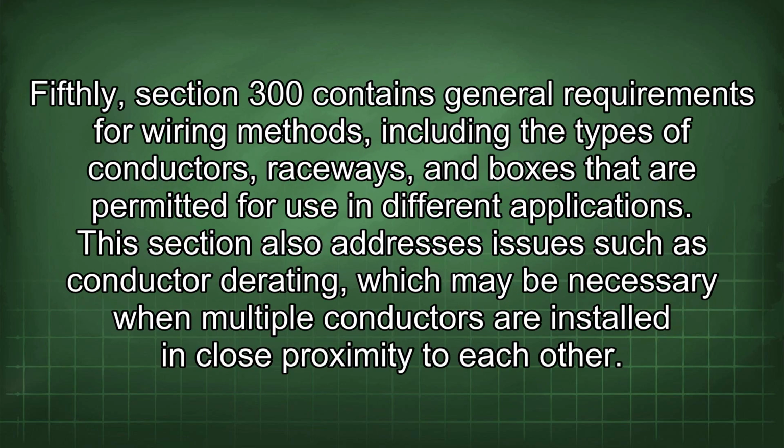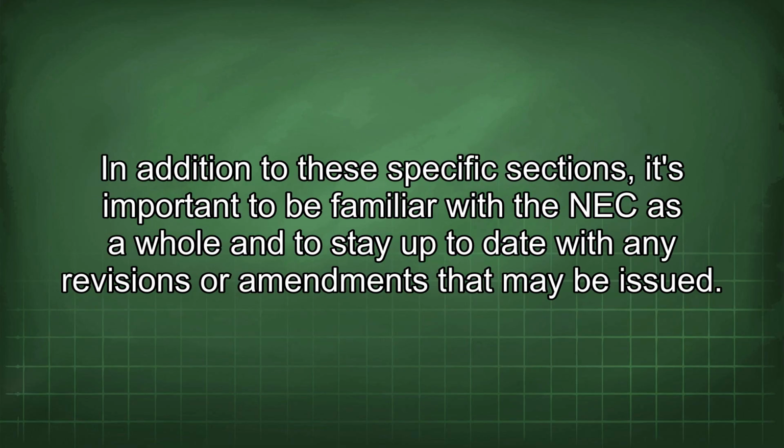Fifthly, Section 300 contains general requirements for wiring methods, including the types of conductors, raceways, and boxes that are permitted for use in different applications. This section also addresses issues such as conductor derating, which may be necessary when multiple conductors are installed in close proximity to each other. In addition to these specific sections, it's important to be familiar with the NEC as a whole and to stay up to date with any revisions or amendments that may be issued.